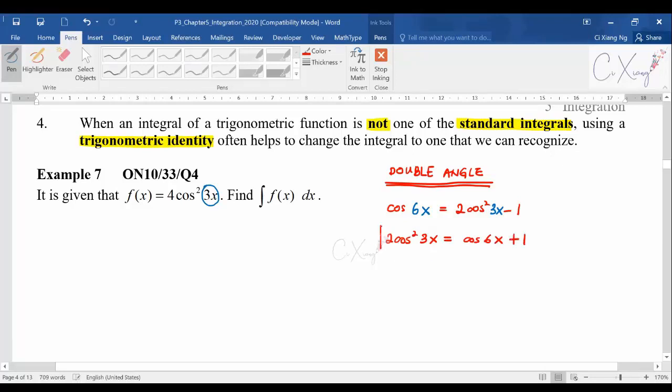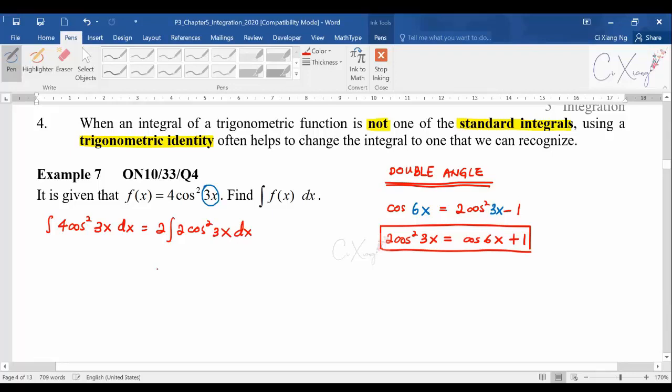Now I'm going to use this identity to substitute into my steps here. So how can I do it? I want to integrate 4 cos square 3x. I can take out the 2 and then leave the 2 inside, so I'm having 2 cos square 3x dx in the question. I cannot integrate cos square 3x straight away. Therefore, I have to apply the double angle formula that I wrote out just now, which will become 2 and then cos 6x plus 1 dx.